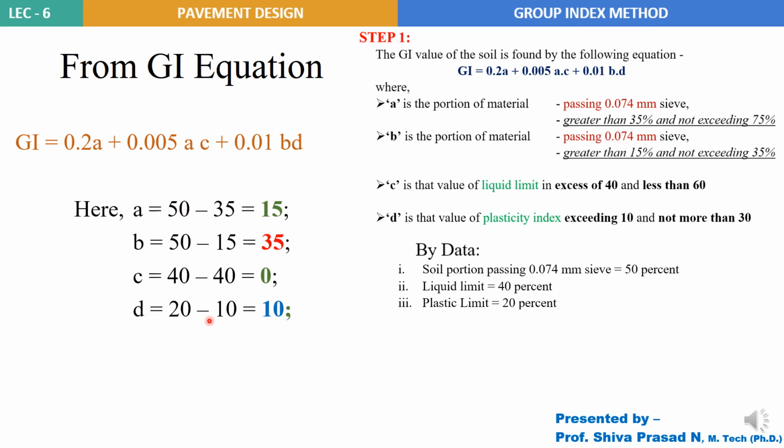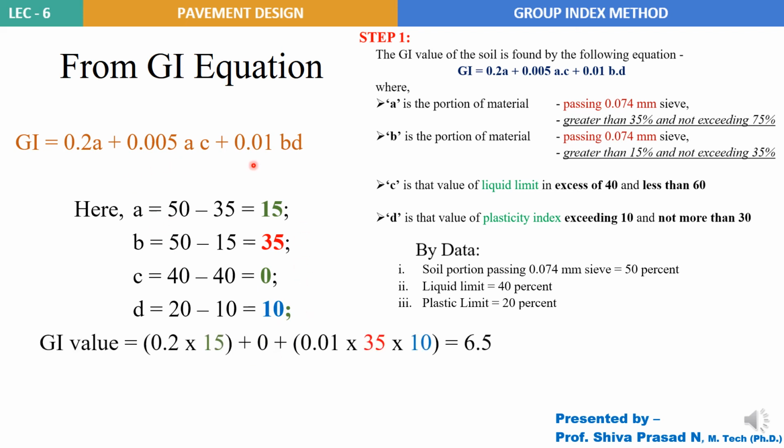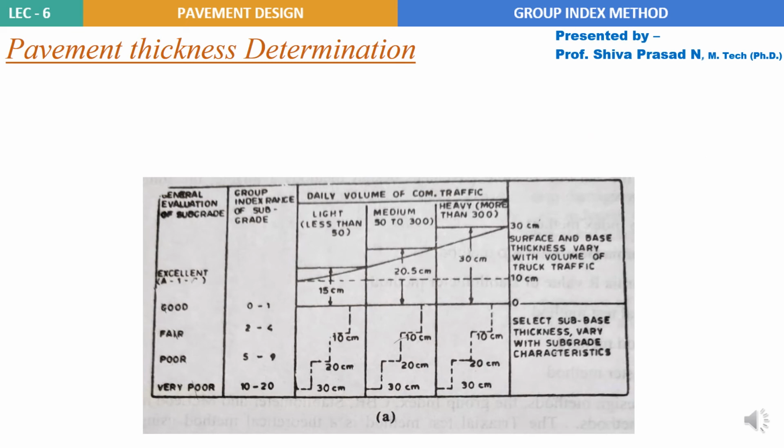A, B, C and D we have found. So we will substitute those values in the group index equation and it works out to be 6.5. We can round it off to a whole number, that is 7. If you observe this, it is the same as what we had got from the charts in the previous slide. But in exams, if you are not given the charts for obtaining the group index values, you must use the group index equation given by HRB classification for obtaining the group index values.